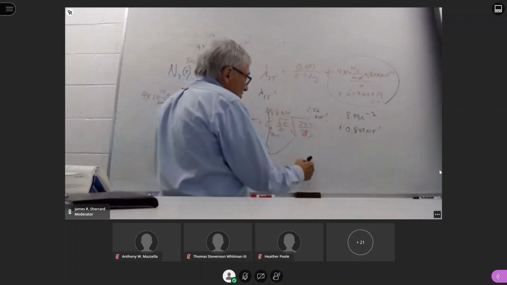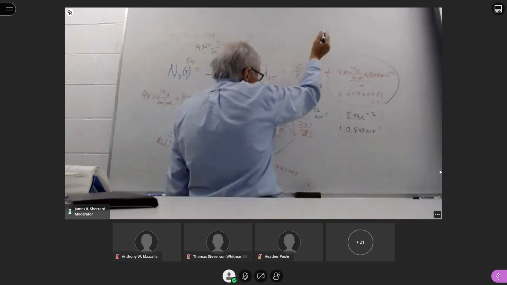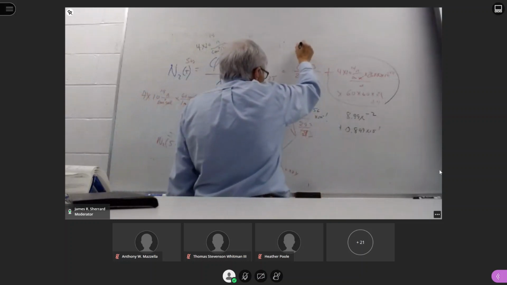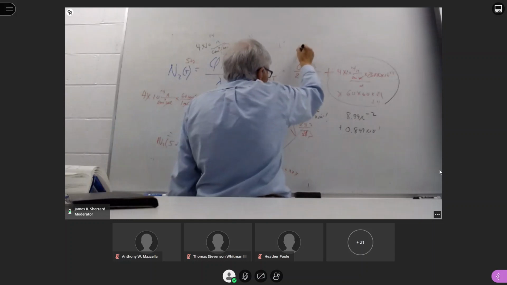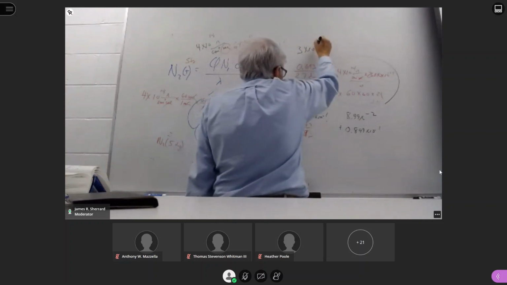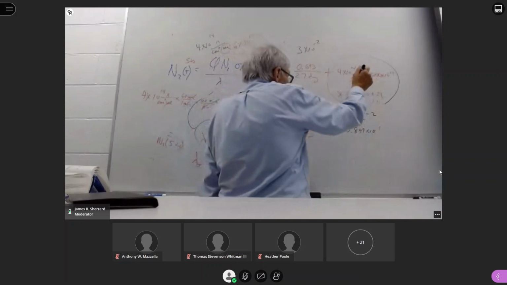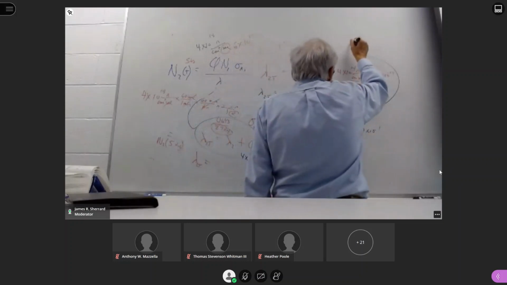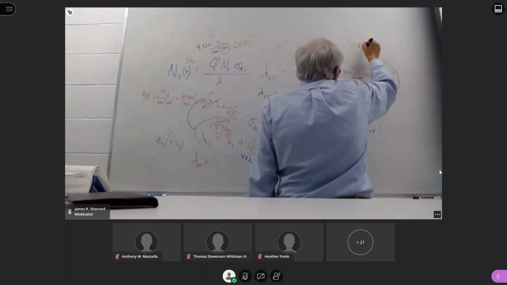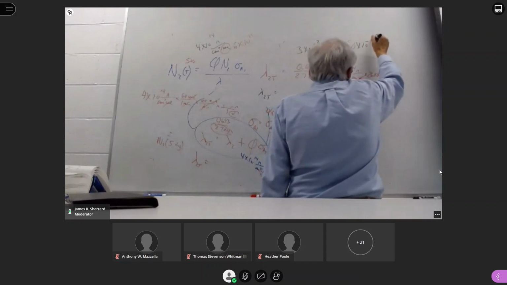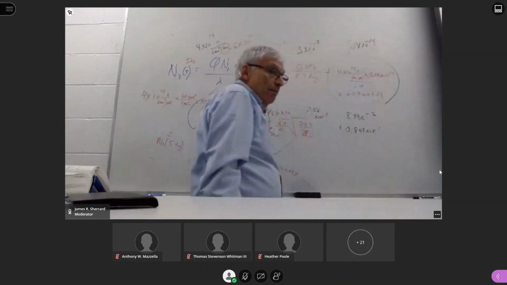Let's say you calculate this, and this, for the first part, comes out to be 3 times 10 to the minus 2, and this value comes out to be 8 times 10 to the minus 14.